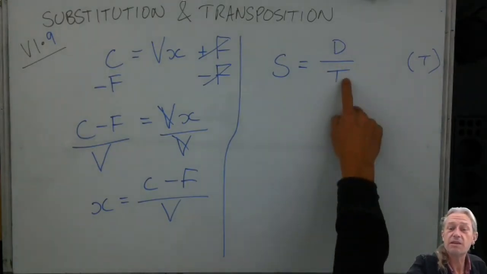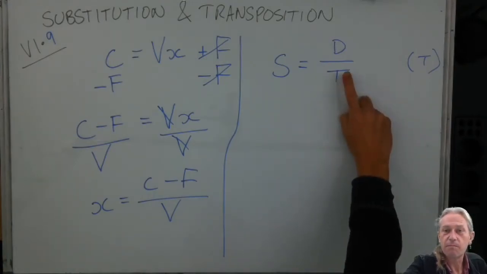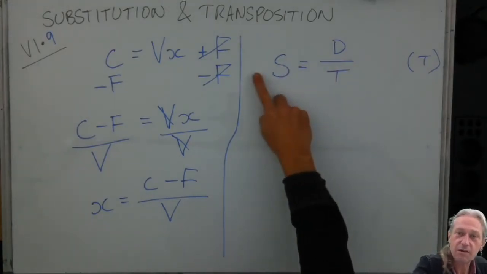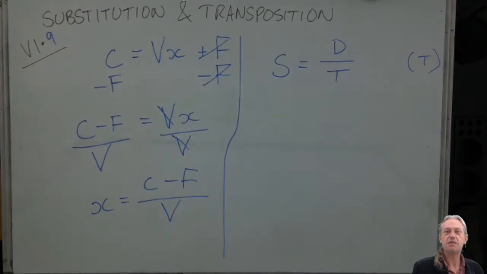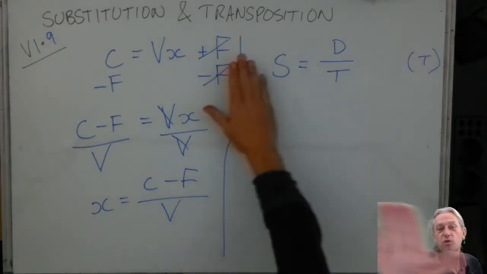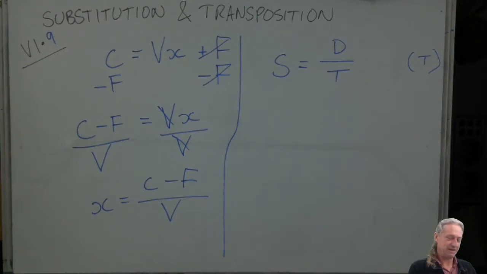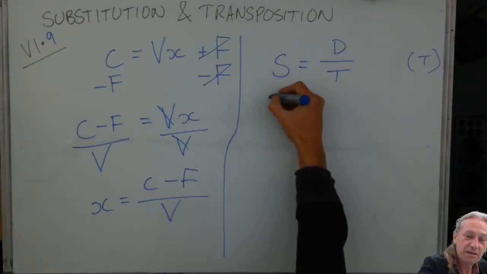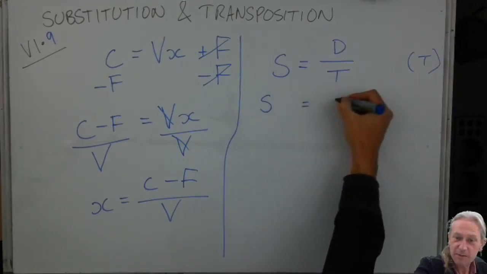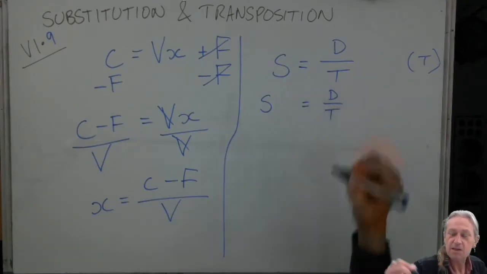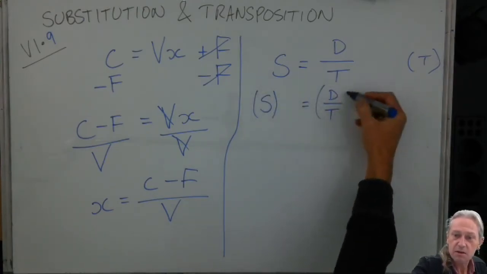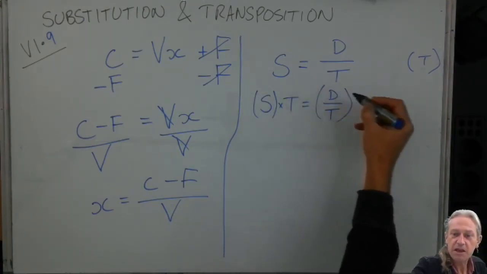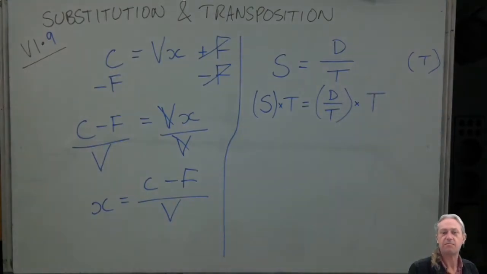So what we're going to do is bring this t to the other side. We're going to cancel it out here, it's going to appear on this side, and we'll leave the s on this side. You'll see. So let's just rewrite this out. S, leaving a bit of space. And what I'm going to do is put this in brackets. I'm going to multiply by t here and multiply by t there.